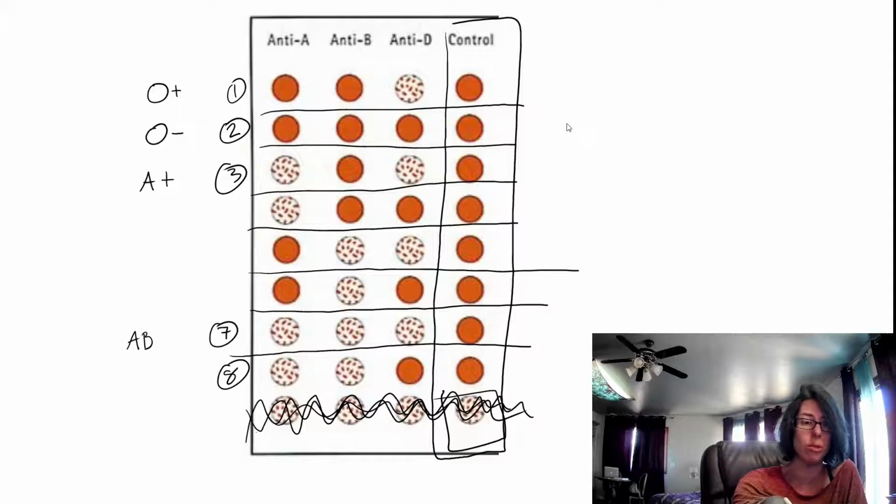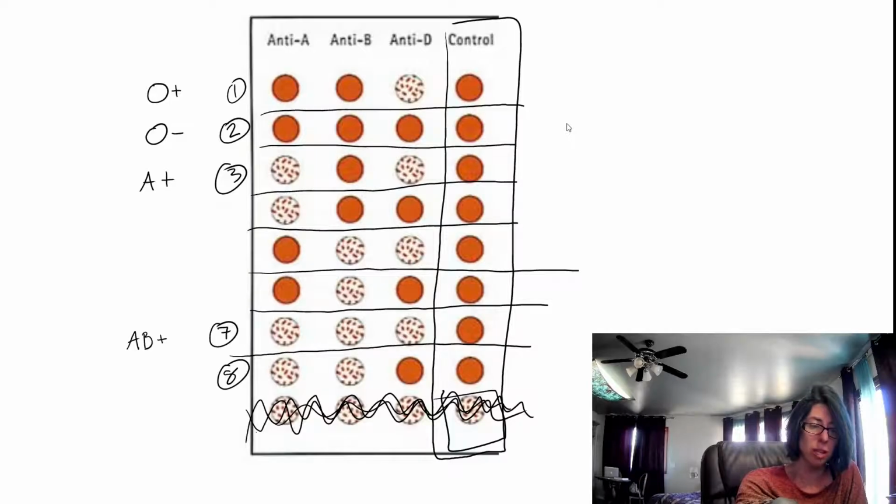So now you see that this blood has the A glycoprotein, which is attacked by the anti-A antibody. It has the B glycoprotein, which is attacked by the anti-B antibody. And it has the RHD antigen. It's positive for RHD because it's attacked by the RHD antibody.